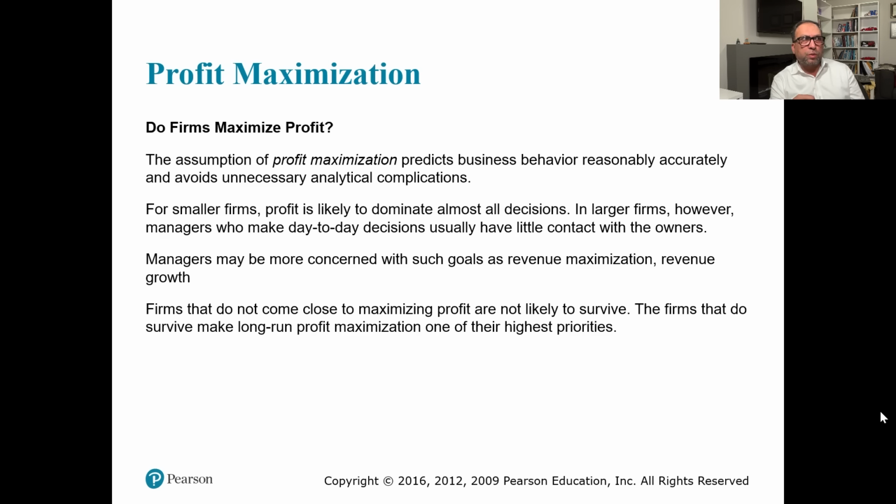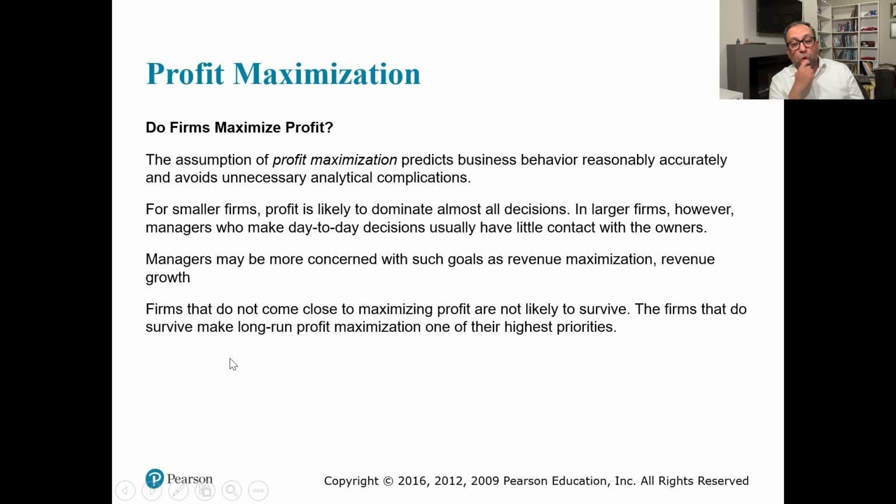But in the larger firms, because we know that in a corporation, the stock owners are separate and the managers who are running the business are separate. So there is a possibility that there are some other priorities compared to profit, but in smaller firms, profit is the prime importance. However, managers who make day-to-day decisions usually have little contact with the owners. Managers may be concerned with goals such as revenue maximization and revenue growth.